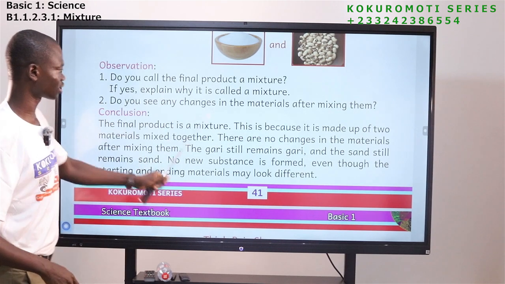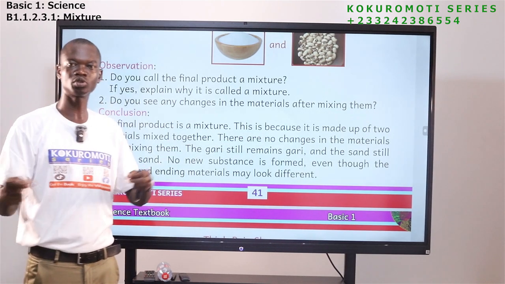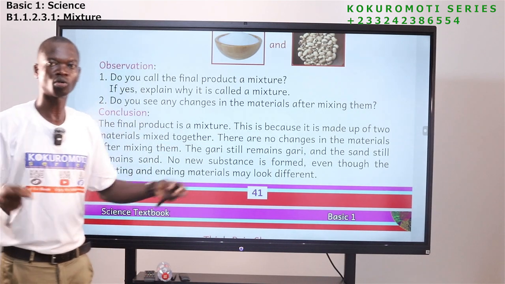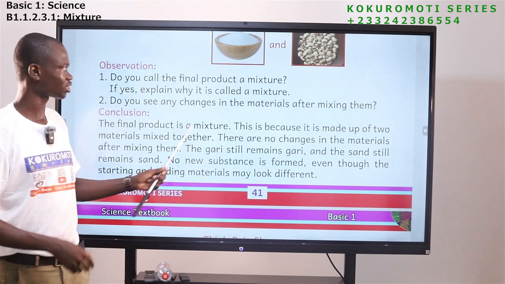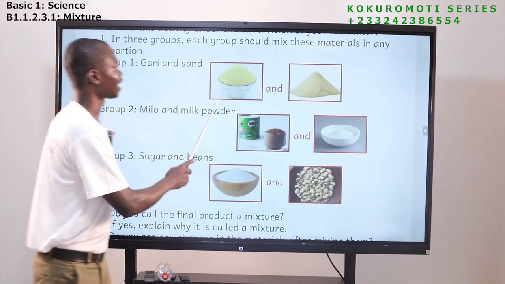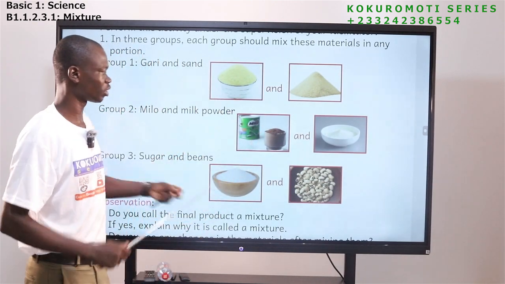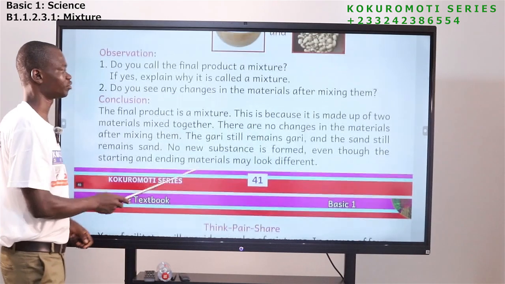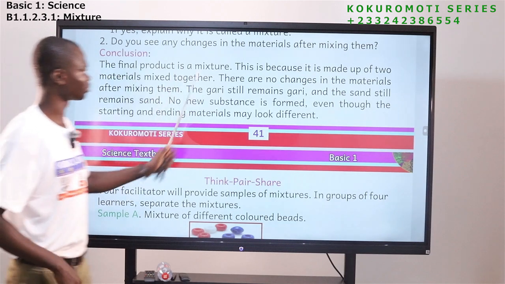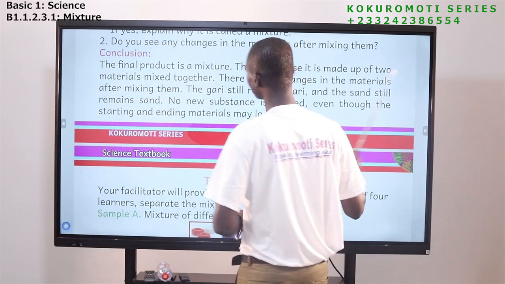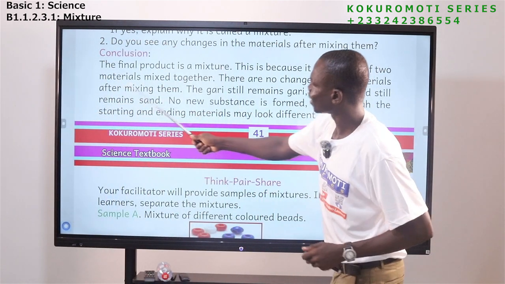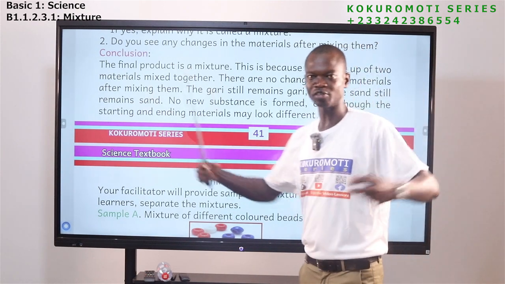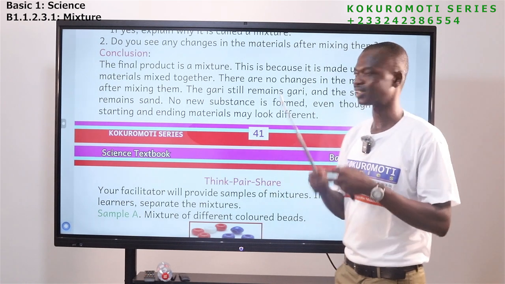Okay, so let's look at the conclusion. The final product is a mixture. What it means is that when you put two materials together, when you mix them or when you put them together, they form what? A mixture. So this sand, gari and what? Sand will give you, when you mix them, you get what? A mixture. This and this will also give you a mixture. So we are saying that the final product is a mixture. This is because it is made up of two materials mixed together. So because the materials are two and we have mixed them together, we call it what? A mixture.